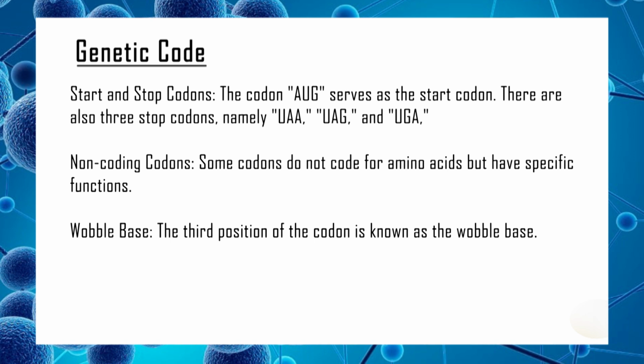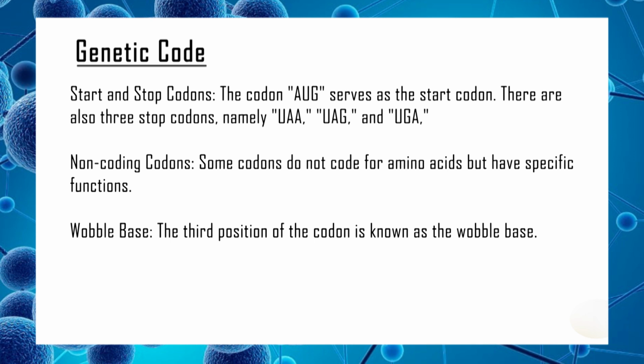The fourth factor is start and stop codons. The codon AUG serves as the start codon, indicating the beginning of protein synthesis. It codes for methionine in most organisms. There are also 3 stop codons, namely UAA, UAG and UGA, which signal the termination of protein synthesis.